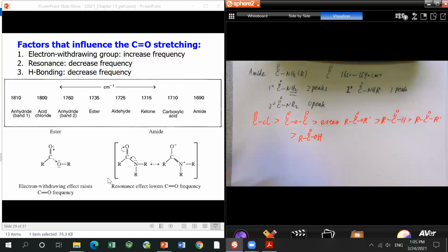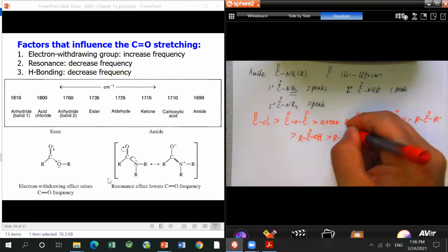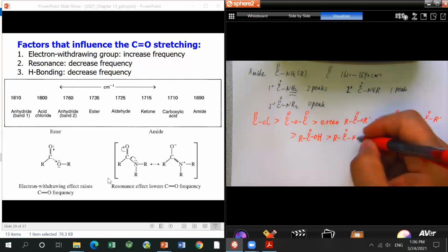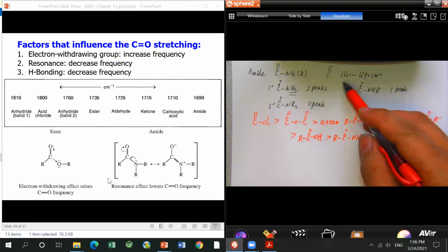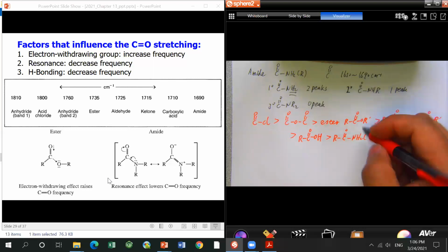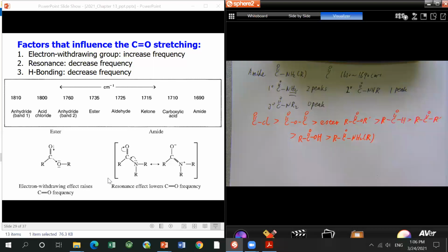So carboxylic acid is around 1700, 1710 or so. And then amide has the lowest C=O stretching frequency, normally below 1700, something like 1630s to 1690s. All right, please write down this order.